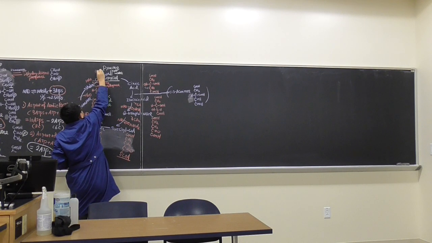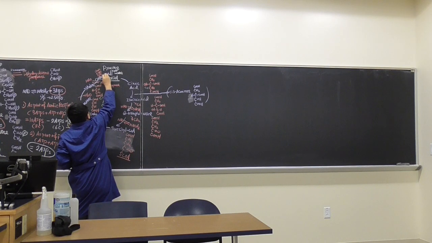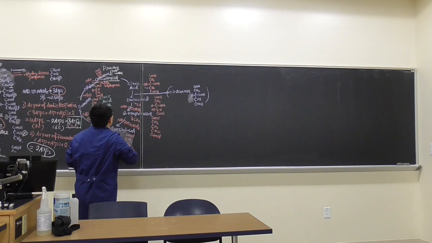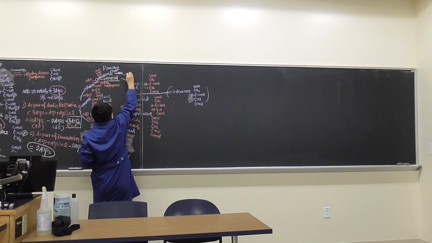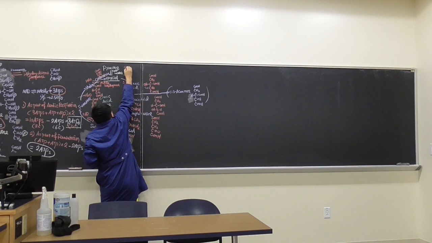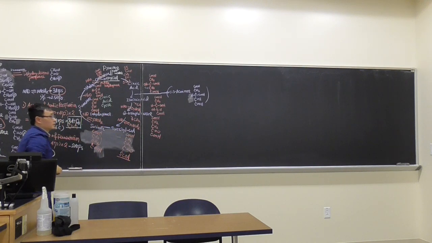Okay, so what does oxaloacetate look like? It will be COOH, C=O, CH2, and COOH. That's oxaloacetate. Okay, what does acetyl-CoA look like? CH3, CO, SCoA. And pyruvate is CH3, CO, and COOH on the top. Okay?